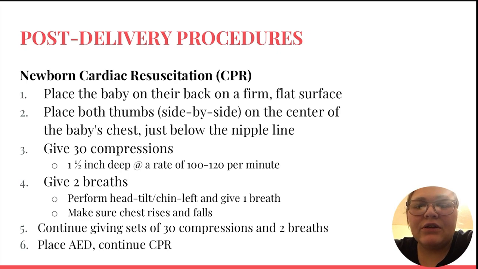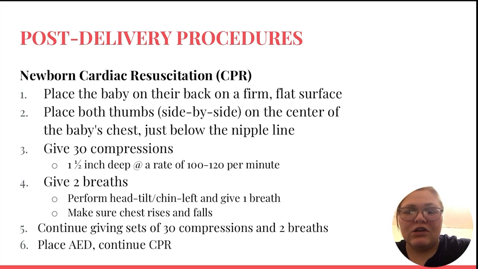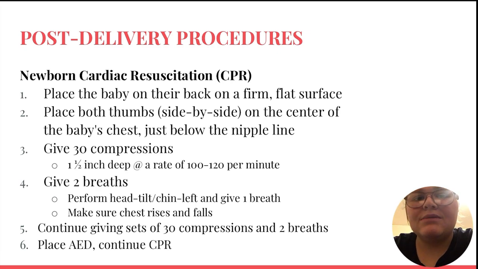We do this by performing a head tilt chin lift and giving 1 breath, and then another breath. We're going to make sure that the chest rises and falls. For neonates, we see that there is air on the sides whenever we're giving ventilations. Also, babies have big heads. You may need to put some type of blanket on their back between their shoulder blades to elevate and try to minimize that space. We're going to continue giving sets of 30 compressions and 2 breaths.